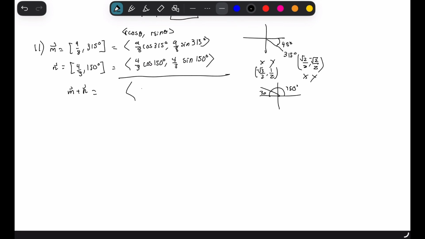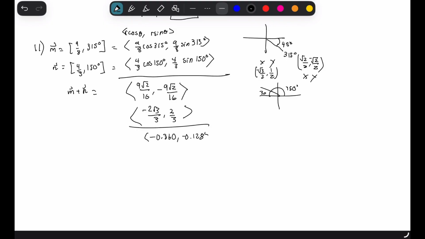So this will give you your x value, that's going to be for cosine. And then we're going to have over here negative 2 root 3 over 3, and then 2 over 3. Now if you add these, this will give you negative 0.360, negative 0.128.